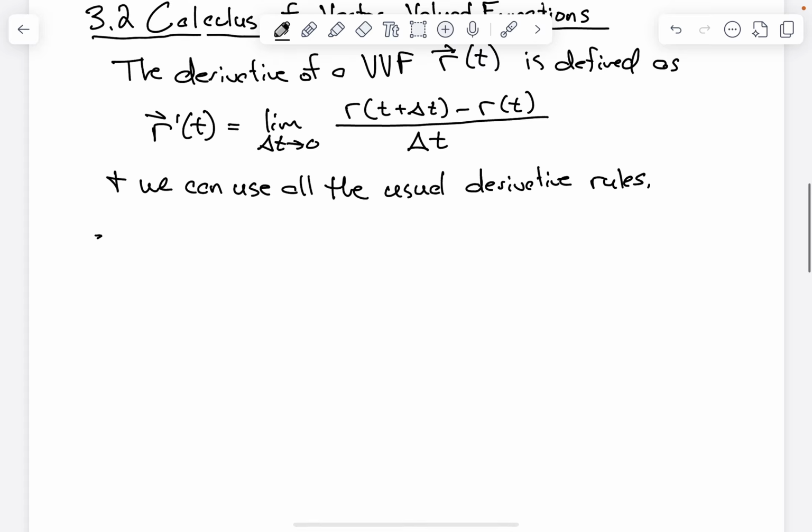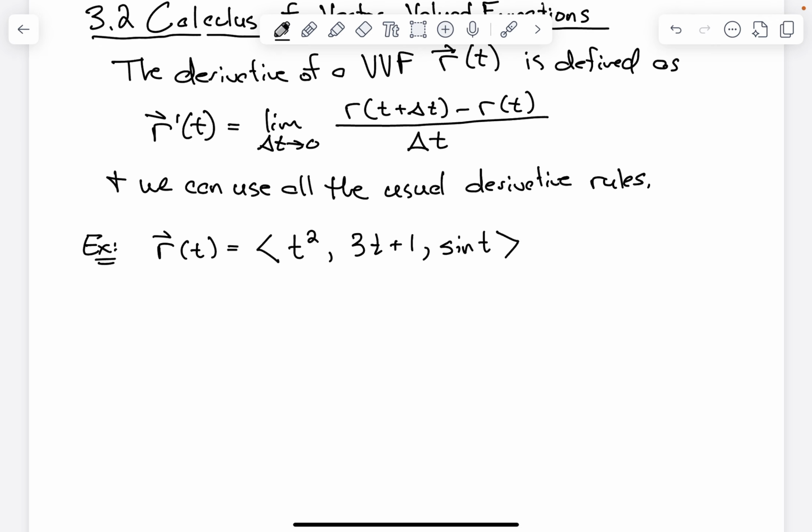So let's look at an example. Suppose we had the function r of t is equal to t squared, 3t plus 1 and sine t. Well, its derivative then, r prime of t, would be what we get just by taking the derivatives component-wise. So it would be 2t, 3, and derivative of sine is cosine.